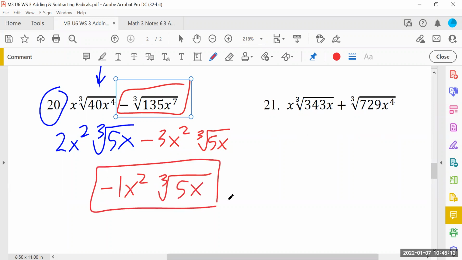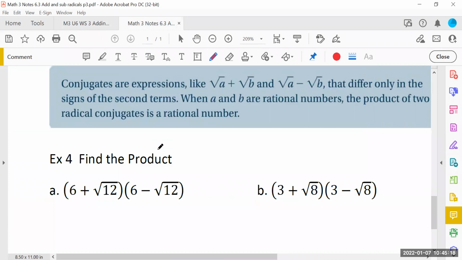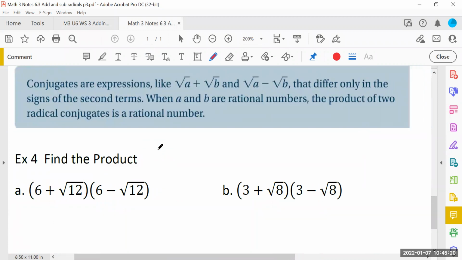That's perfect. All right, I've got one last thing to show you, and we'll be done with today's lesson. Conjugates are a specific matching set. Conjugates are the exact same 2 terms. It's a binomial, 2 terms. They're exactly the same, but one's got a plus sign in the middle, one's got a minus sign in the middle. Anybody recognize this?